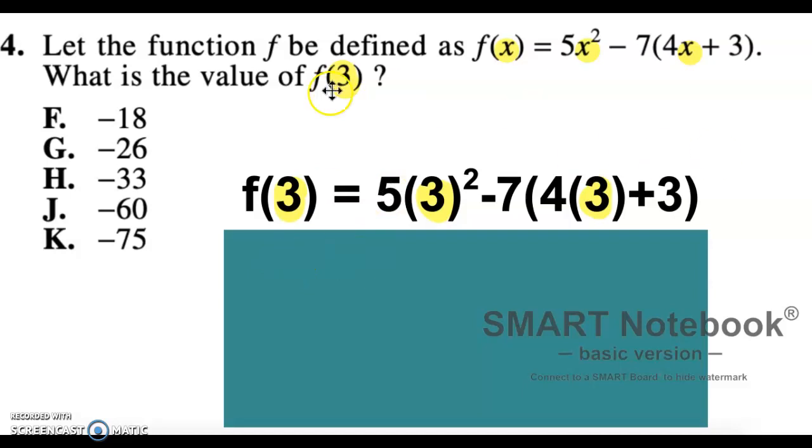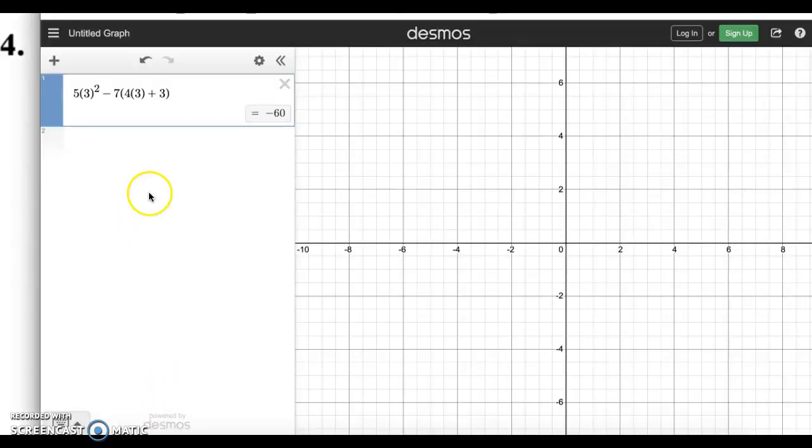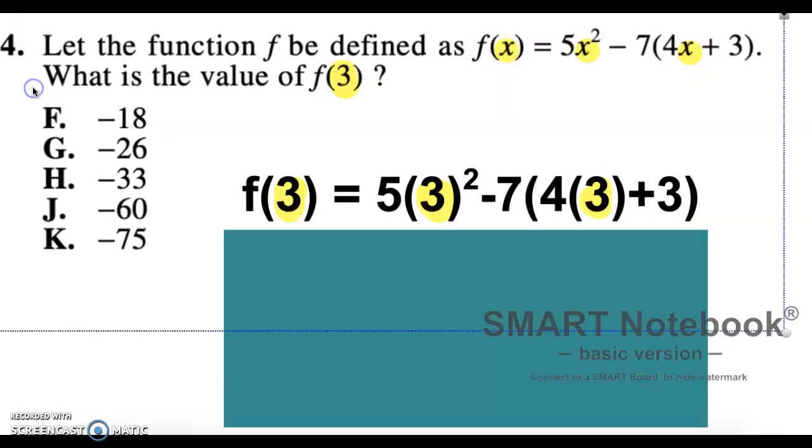So once you have done this, you can take this right-hand side of your equation and just type that directly into Desmos. So you see here, I typed it directly into Desmos, or what's even better is if you have a handheld calculator, you want to type it in there, because on the ACT, you cannot use Desmos, but you can use a handheld calculator.